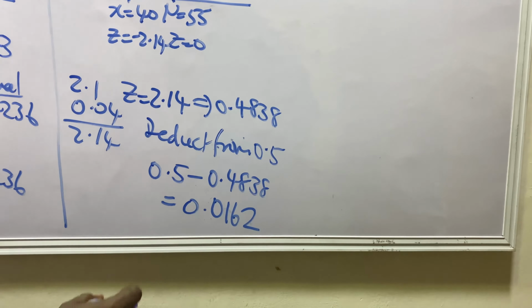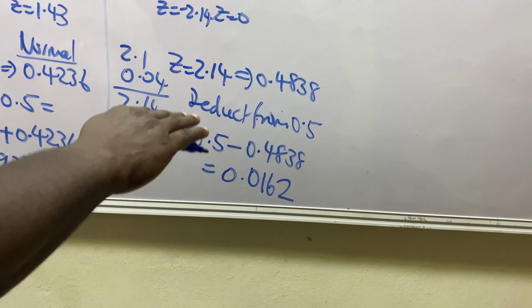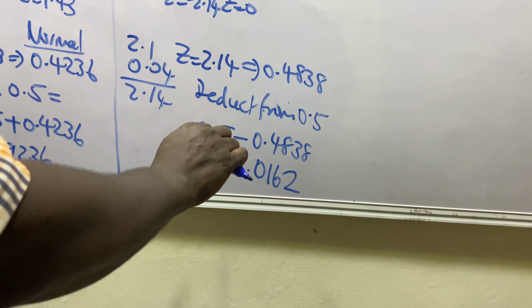Now, the same way, if we go and check the total table, it's going to give us about the same value. But mind you, what it will give us will be about 0.9838. So what we do is deduct that value from 1, because that's the total table up to this point. So we're going to deduct it from 1.